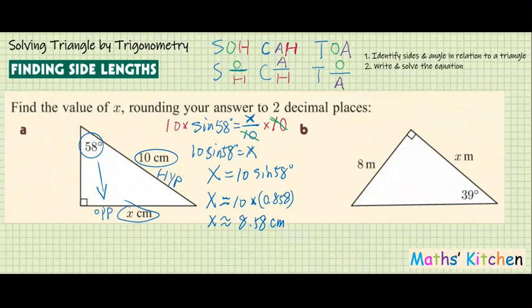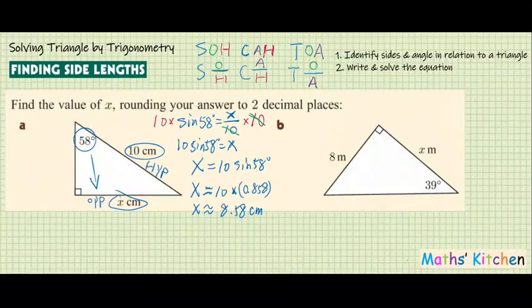Now, first one, we identify the sides and angle in relation to an angle. Secondly, we write and solve this equation. That's how we work it out. Now let's see the second example. We know this angle is 39 degrees, and we know the opposite side is 8 meters, and adjacent is the length we're going to find.